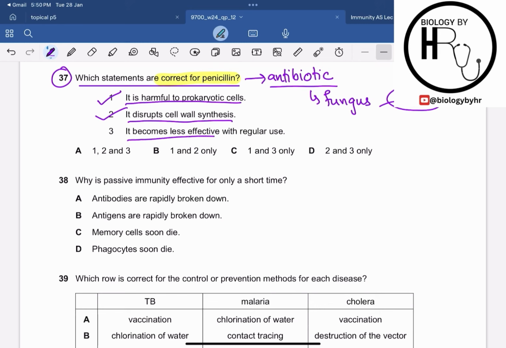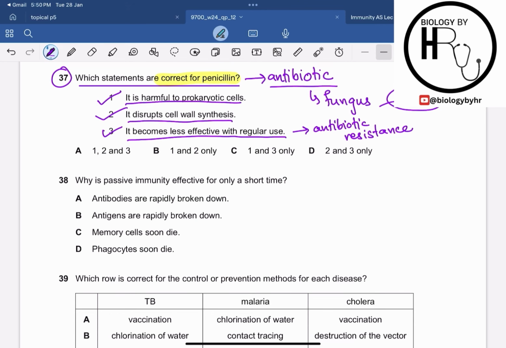It becomes less effective with the regular use. Definitely we have studied about the antibiotic resistance, and we know that the bacteria develop the antibiotic resistance if the antibiotic is used in a very high dose and used more frequently, so the antibiotic resistance can be developed. So yes, this statement is also correct.